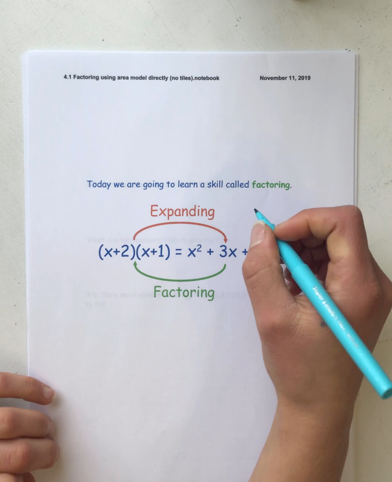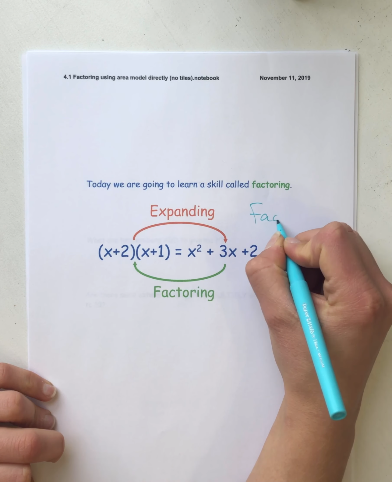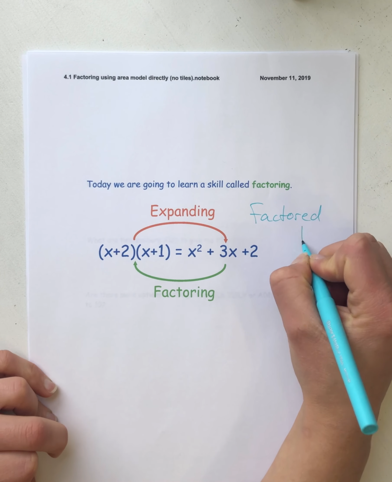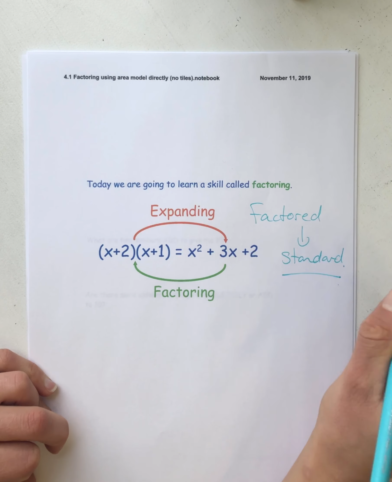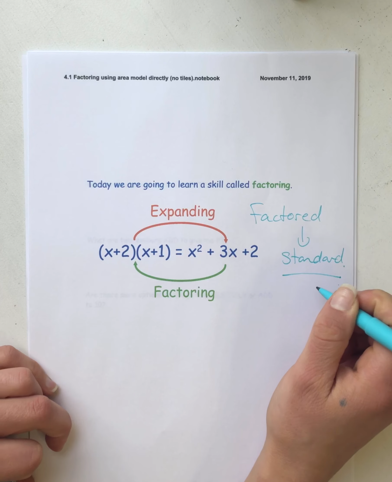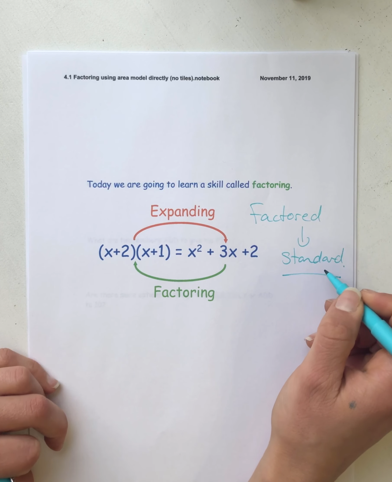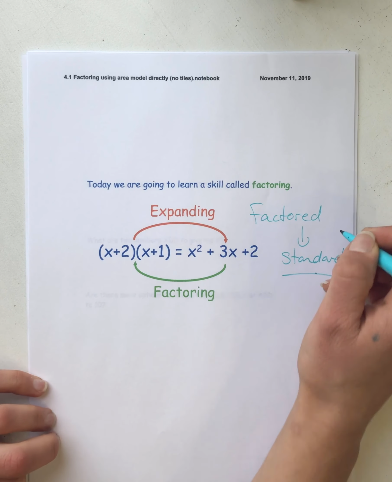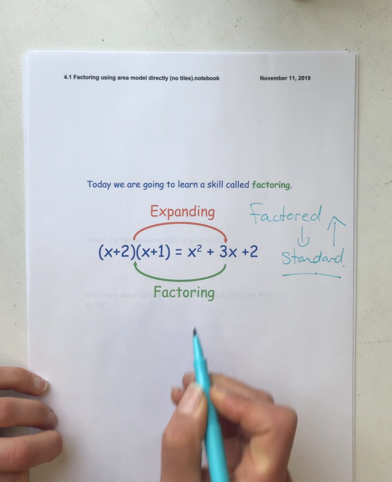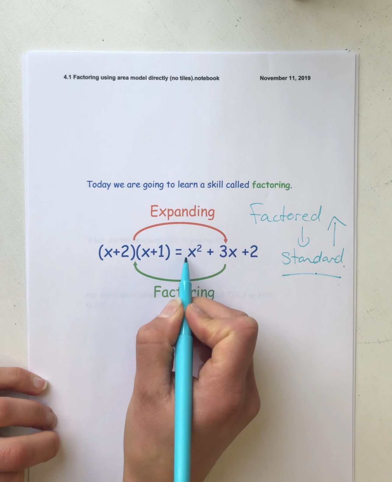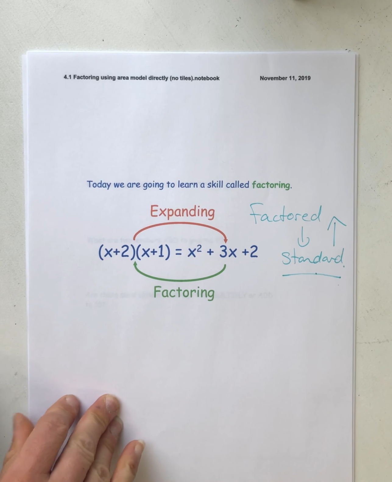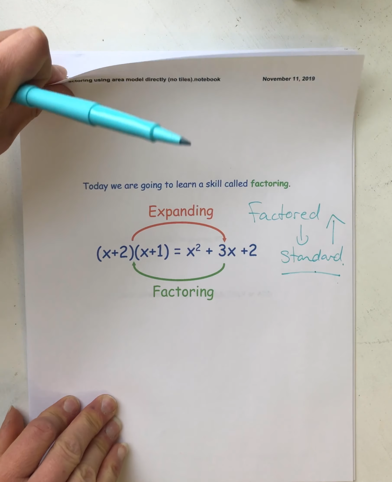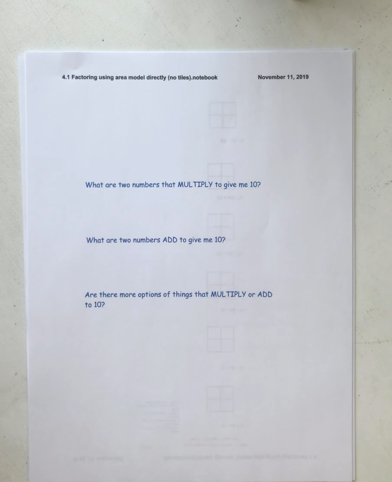All right, guys, so yesterday we learned all about expanding, right? Going from factored form to standard. So today we're actually going to be looking at how to go from standard form to factored form. So we're going to be taking this format and putting it into brackets. But first, we're going to take a look at this.